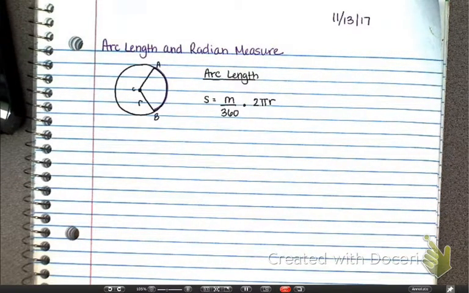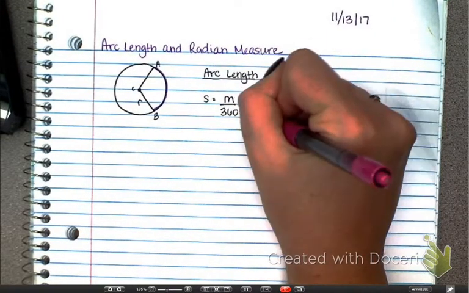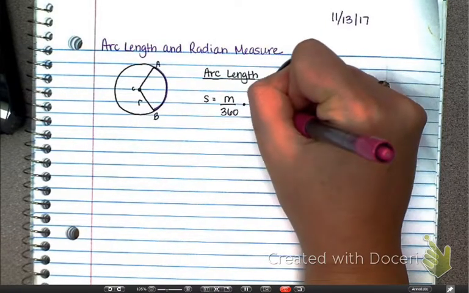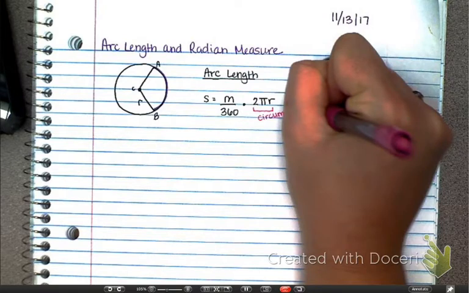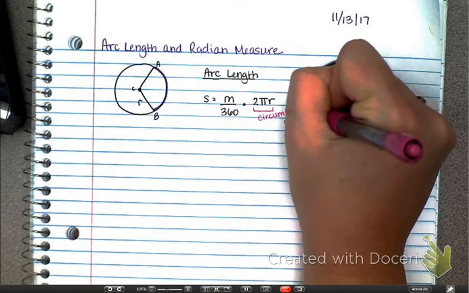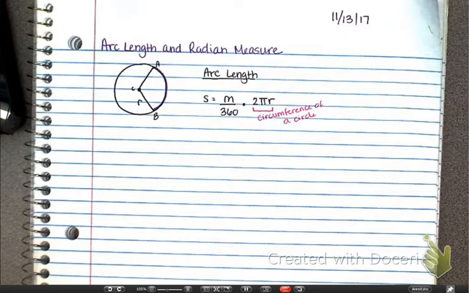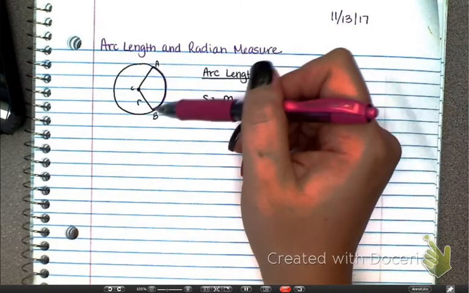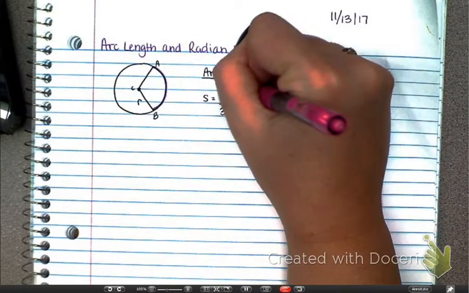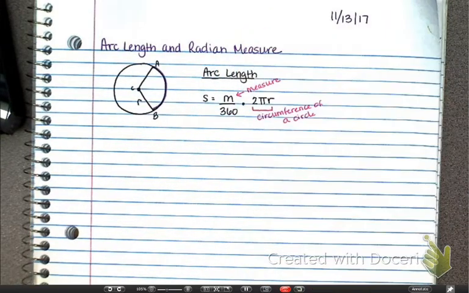What in that formula looks familiar to you? 2 pi r. And what is 2 pi r? The circumference. So this is still the circumference of a circle, but we're multiplying it by just this piece, this measure. So this M stands for measure. It's going to be a degree. And it's this measure here, the measure of that arc. It's just that piece that we're looking for.